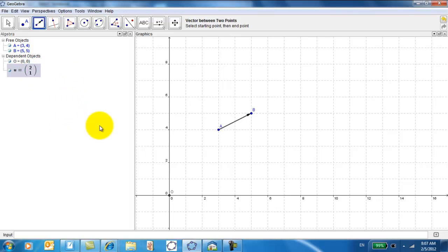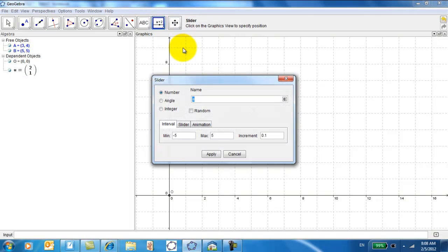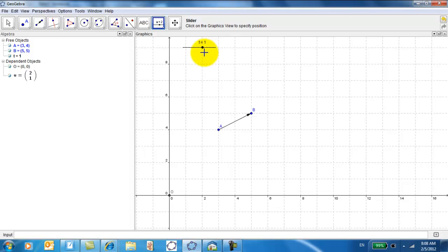Now, remember we said about the vector equation of a line, we want to take constant scalar multiples of this. So we're going to need a parametric variable, and we're going to call it T. For now, let's just have it go from negative 5 to 5, going by only one step at a time. Okay, so there's our parametric variable, and it can change from negative 5 to 5.